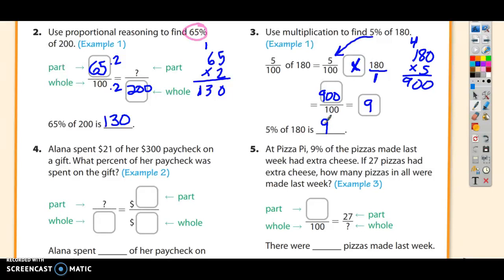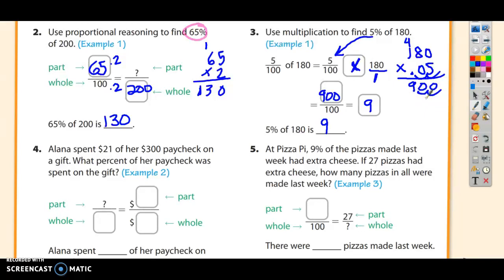Just for fun, probably a more interesting or easier way to solve that one would have been to simply go like this and make 5% into a decimal of 0.05 and multiply it right here. 5 times 0 is 0. 5 times 8 is 40. 5 times 1 is 5, plus 4 is 9. It looks like 900, but then I move my decimal over. 1, 2, 1, 2. The answer is 9.